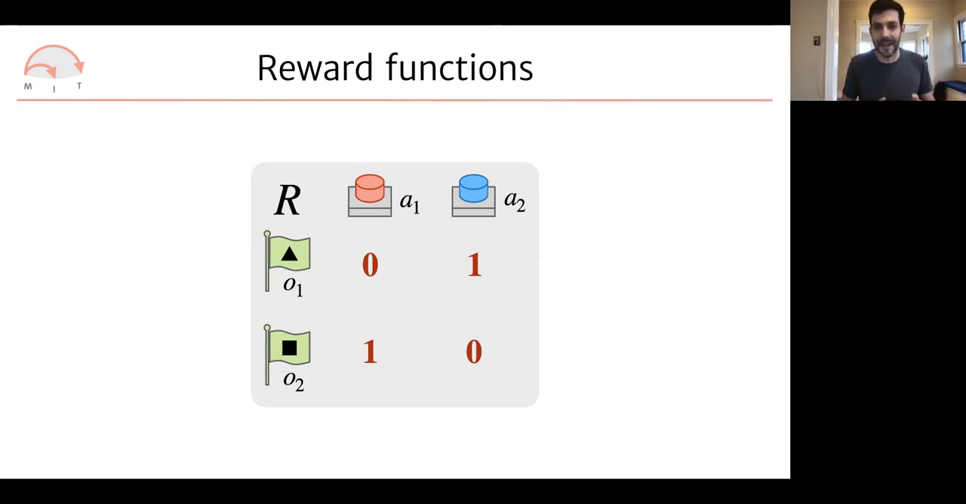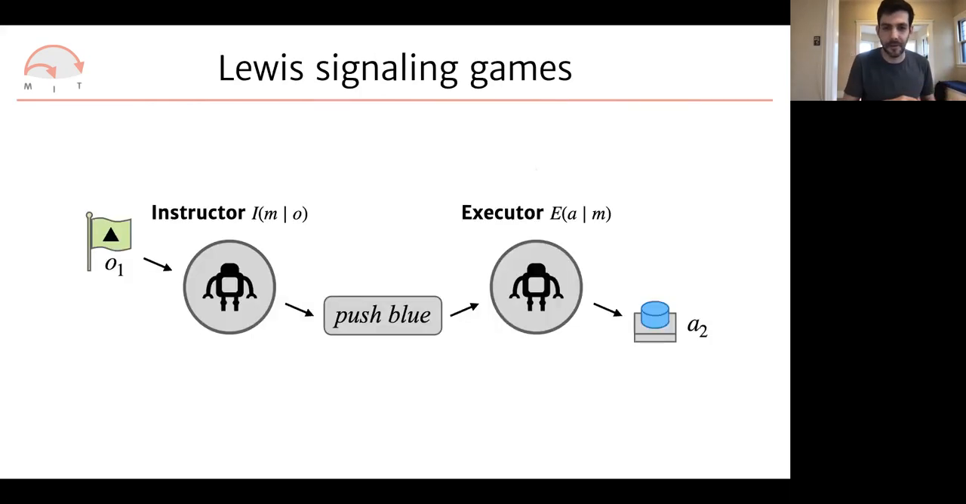Here's sort of the opposite game, where you want to press the blue button when you see a triangle, and so on and so forth. And finally, because we're really interested in semantic drift today and figuring out strategies for learning in these games that are faithful to the semantics of natural language, we're going to consider a version of this task in which the communication protocol these agents are using, the space of messages available to them, is defined by natural language.